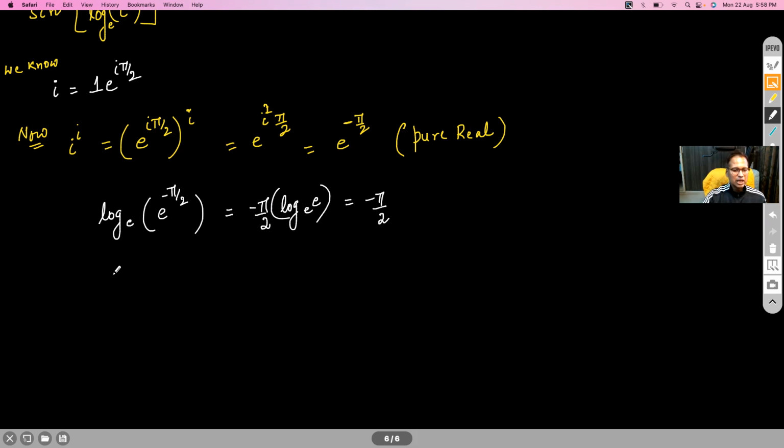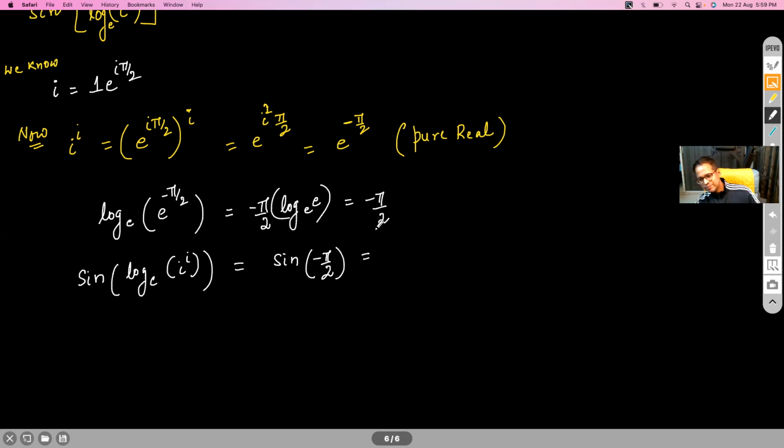Now, if you take sine of log i to the base e, what are you actually doing? You're actually taking sine of negative pi by 2. What is sine of negative pi by 2? Write down this answer on the chat box, everybody. Sine minus pi by 2. Quickly. -1. Absolutely right. So this becomes your answer to this question.